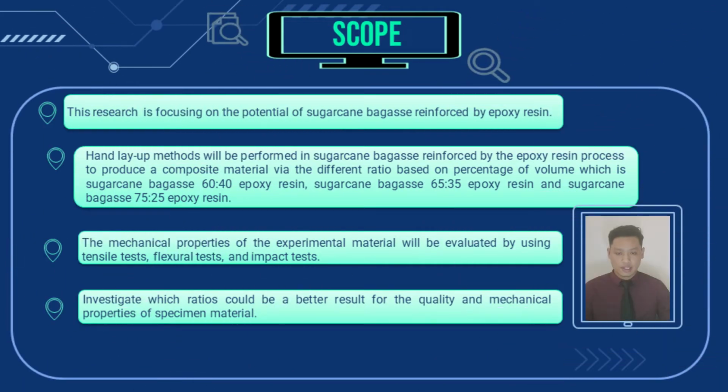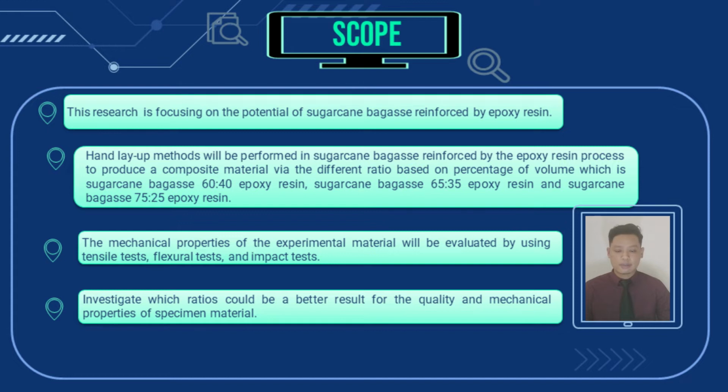For the scope of research, this research is focusing on the potential of sugarcane bagasse reinforced by epoxy resin. The hand layup method will be performed to produce a composite material via different ratios based on percentage of volume, which are sugarcane bagasse 60, epoxy resin 40; sugarcane bagasse 65, epoxy resin 35; and sugarcane bagasse 75, epoxy resin 25.